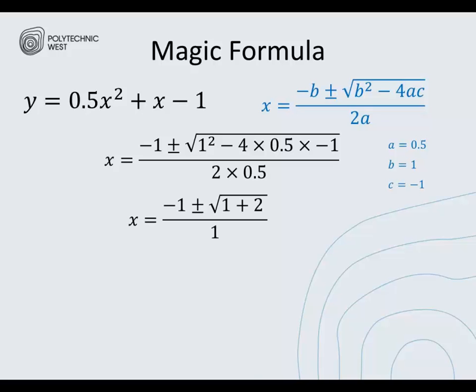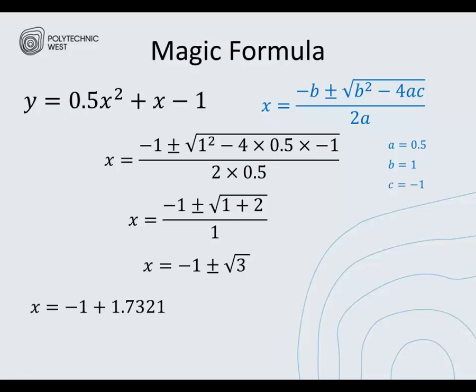Calculate it out. 1 squared is 1, minus 4 times 0.5 times minus 1. That all ends up as plus 2. So I end up with minus 1 plus or minus square root of 1 plus 2 all over 1. All over 1, that will just go away. And I just end up with minus 1 plus or minus square root of 3. Now, there are two answers, plus or minus. So I'll do the plus first.